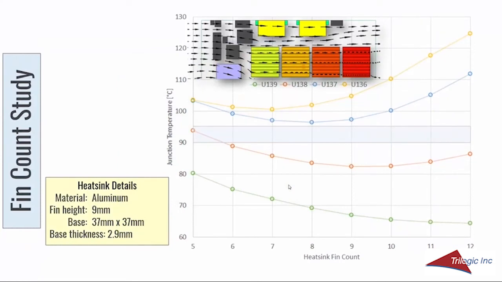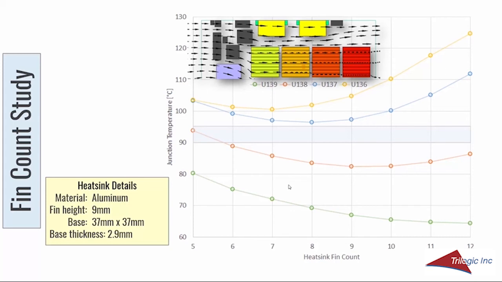So the next step, knowing that I need heat sinks, was to go ahead and add heat sinks. I chose a heatsink length and width that were about the same size as the components at 37 millimeters, and a base thickness of 2.9 millimeters, which left 9 millimeters of available height for the fins.